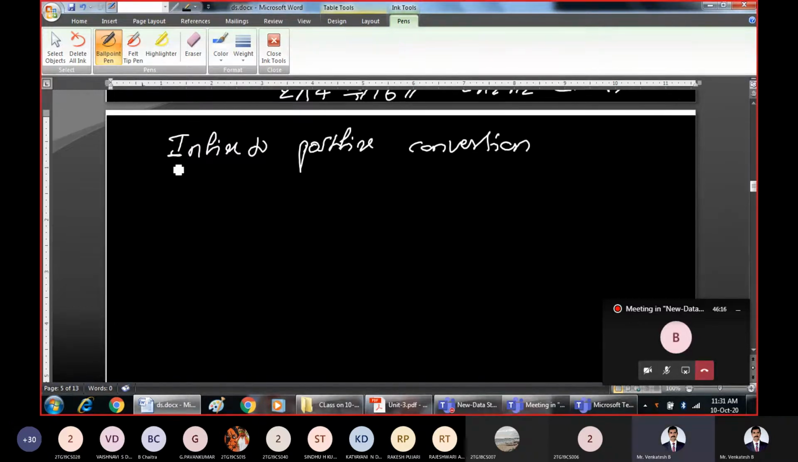We know what an infix expression is. Infix is something like this, a plus b. Postfix means ab plus. And one more notation was prefix. In prefix notation, the operator comes first, then the two operands. These were the expressions. Now we have to see how to convert expressions from infix to postfix.